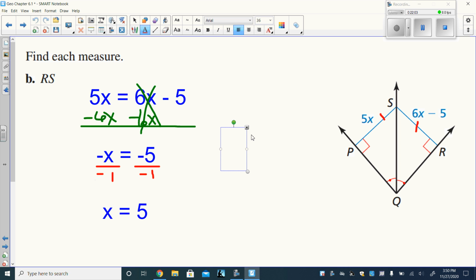And now we have the value of x. Now all we need to do is plug it back in. It really doesn't matter which one we plug it back into. I'm going to use the 5x because that's a little bit easier to work with. When we plug 5 into the value of x, 5 times 5 gives us 25. So the length of PS is 25, which means the length of RS is also going to be 25. So 25 is our answer for this one here.